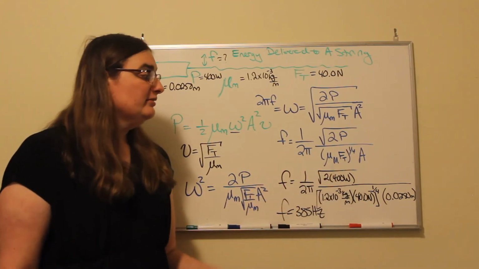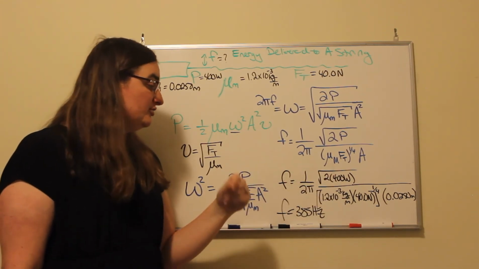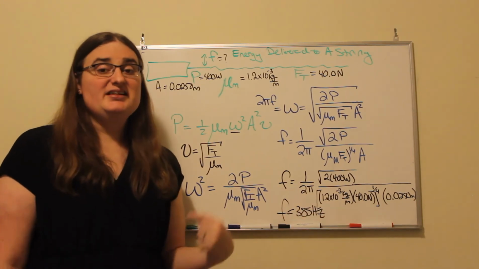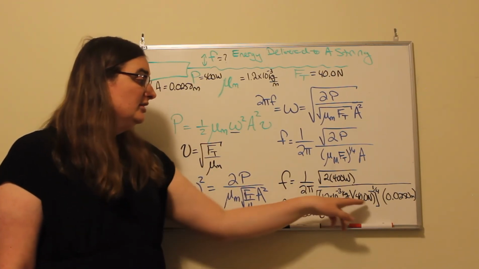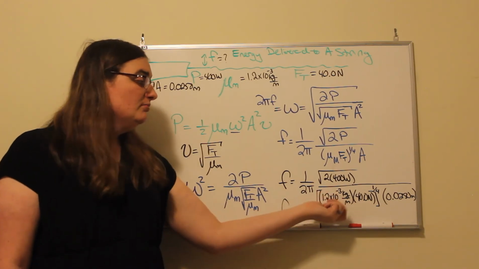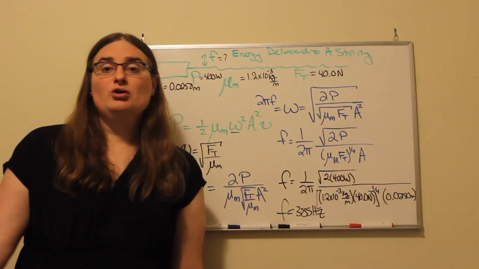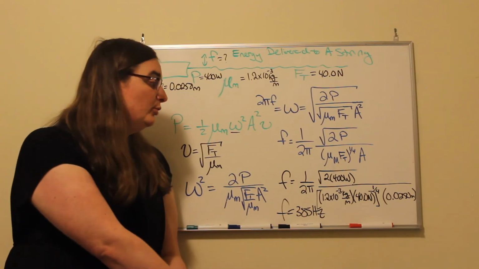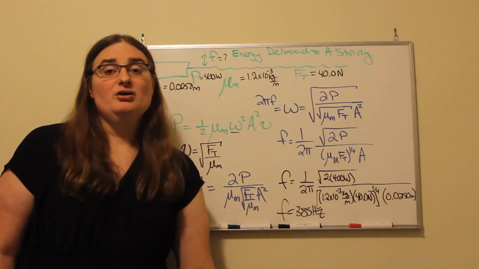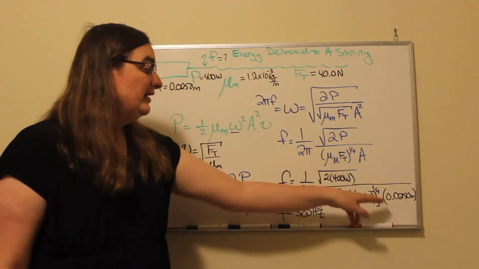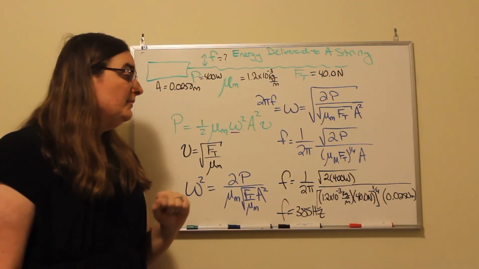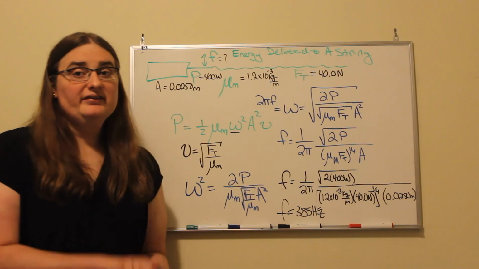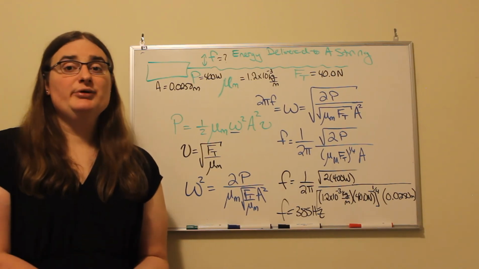So if I plug in my value for power, 400 watts, my linear mass density 1.2 times 10 to the negative 3 kilograms per meter times 40 newtons, multiply them, raise it to the 1/4 power, which is the square root of the square root, and then also in that denominator end up dividing by 0.0250 meters, I end up with a frequency F of 385 hertz.